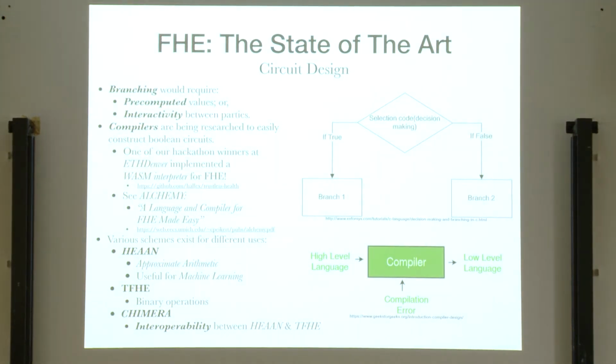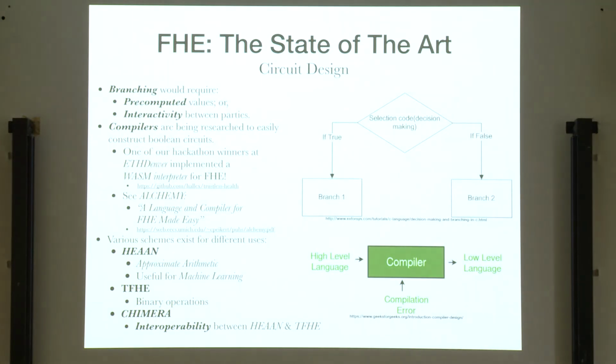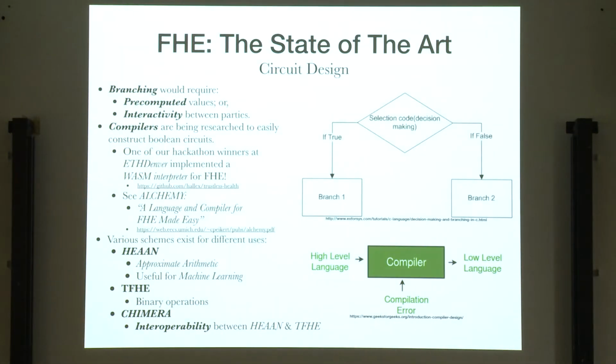However, compilers are being researched to easily construct these digital circuits. One of our hackathon winners at ETH Denver implemented a WASM interpreter for FHE where they could write stuff in Rust, compile it to WASM, and then we could actually execute that. Chris Peikert, a researcher in the space, has published a compiler for this. It's actually pretty cool. So if you're interested in that research, check it out.